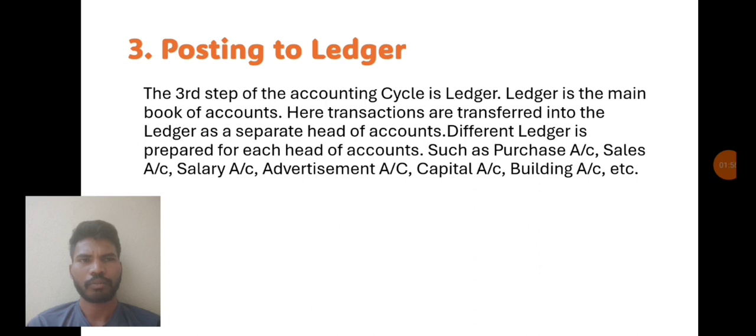The third step is posting to ledger. The third step of the accounting cycle is the ledger. Ledger is the main book of accounts. Here the transactions are transferred into the ledger under a specific head of accounts. Different ledgers are prepared for the account heads, such as purchase account, sales account, salary account, advertisement account, capital account, building account, etc.